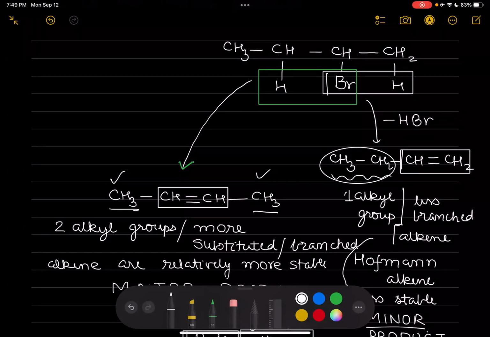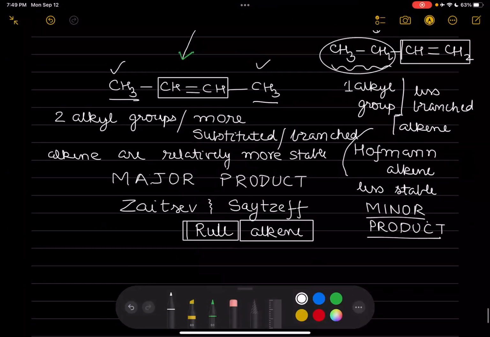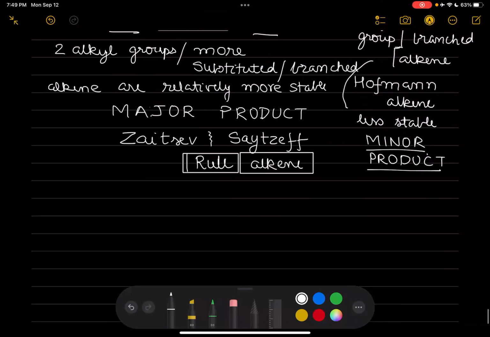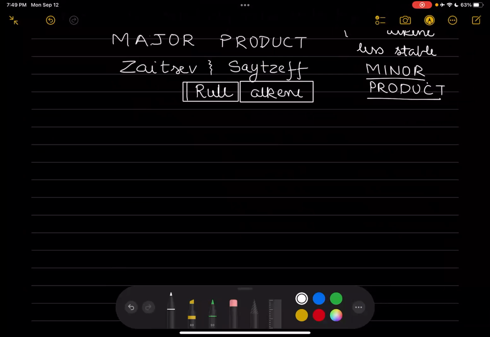Both names are used, and it tells us that the more branched alkene, or the more substituted alkene, is going to be the major product in elimination, in dehydrohalogenation. Is it clear? Yes, sir. Clear. So wherever you have two different alkenes, you can choose which one, but not everywhere are you going to get two different alkenes. Wherever the halogen is in the middle, there you are going to get two different alkenes.